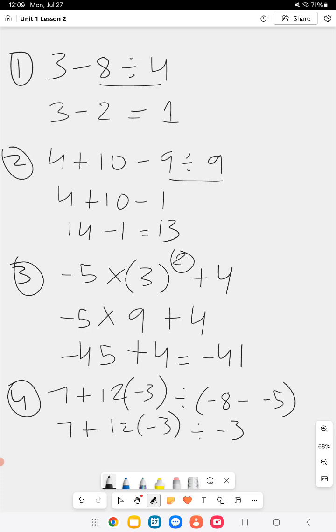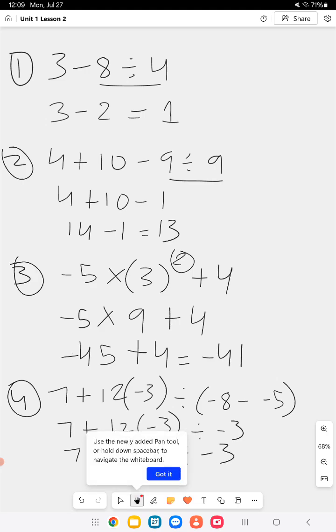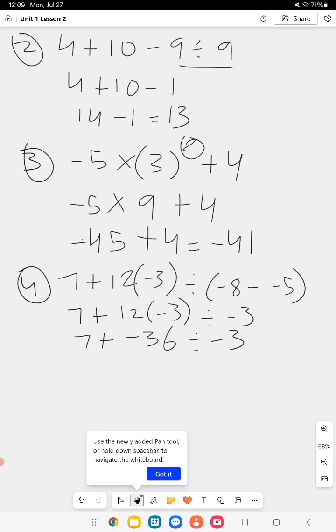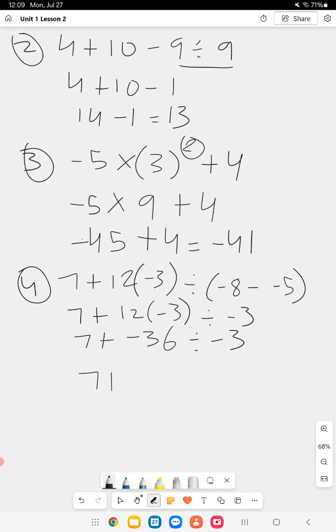The same thing, we'll rewrite it again. 7 plus negative 36 divided by negative 3. And when we do this, what we can do is the division, which is negative 36 divided by negative 3, and that will be 12. And 7 plus 12 is 19. So our answer is 19.